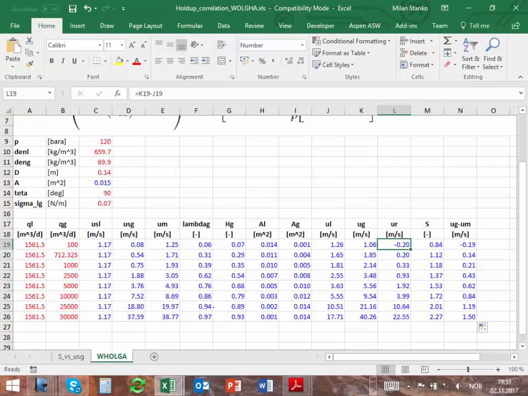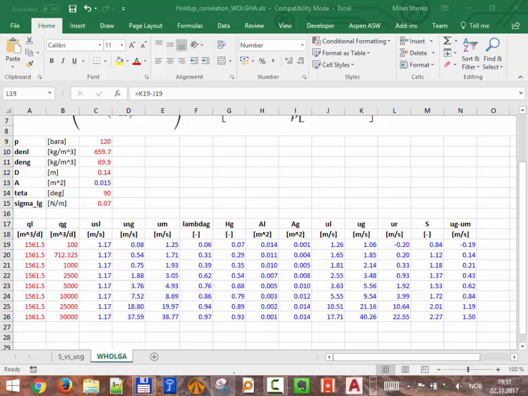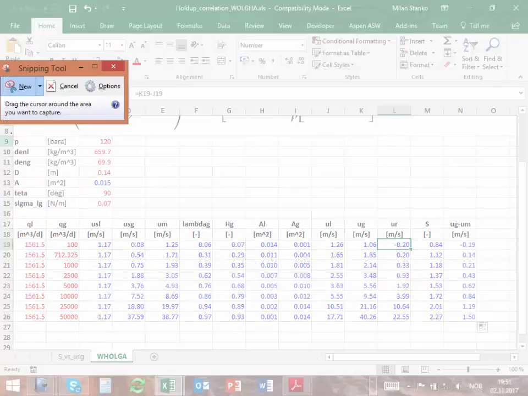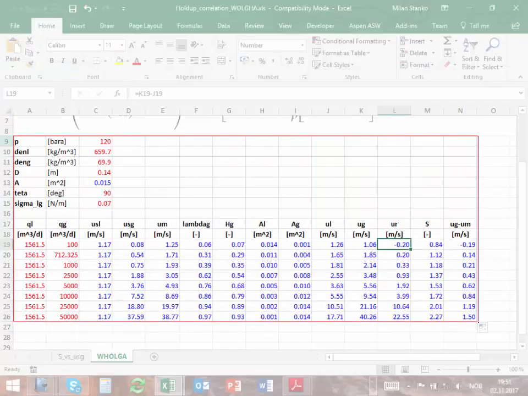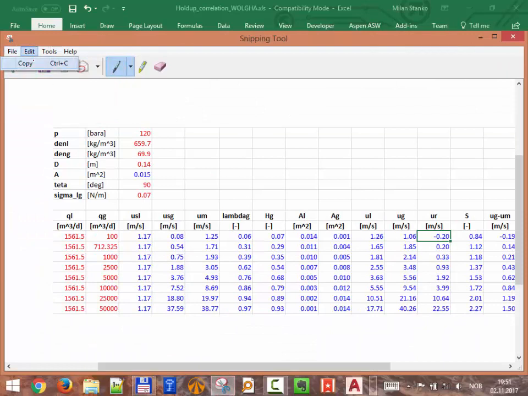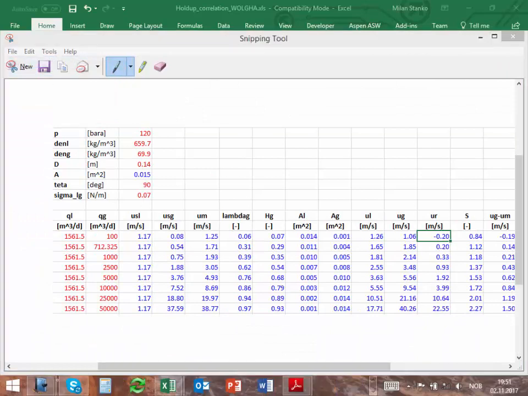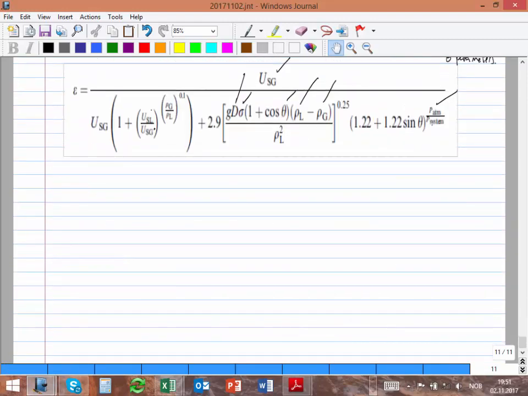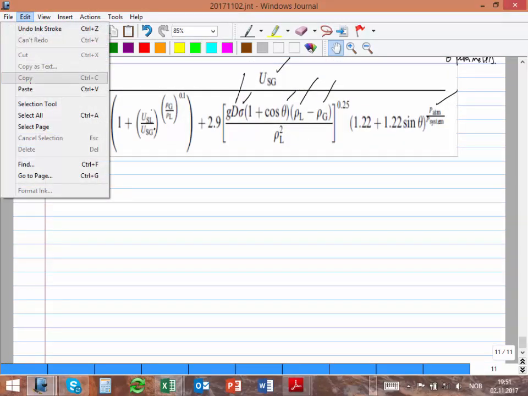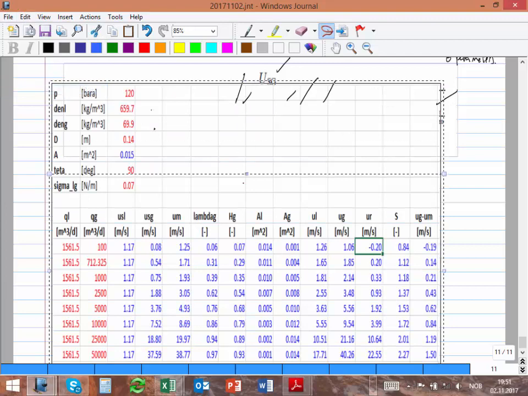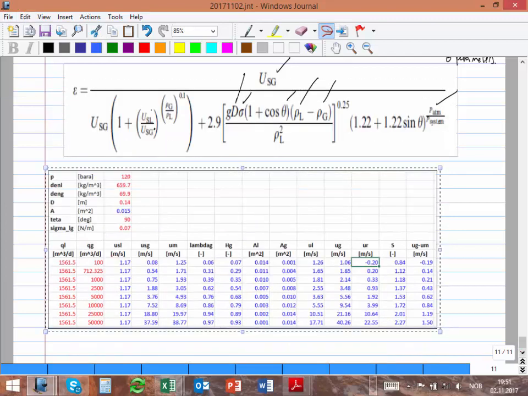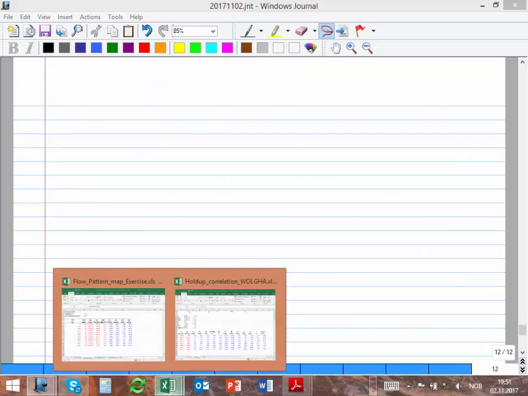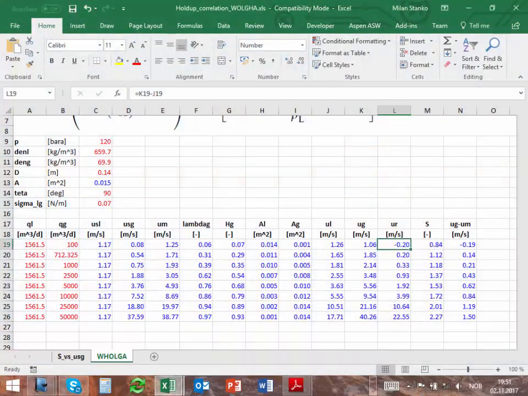Okay, so I'm going to copy this here in the exercise. Today were, I think, a lot of exercises. Okay, let's see. Paste. Okay, that's the solution. I hope it's okay. You can do quality control and check.